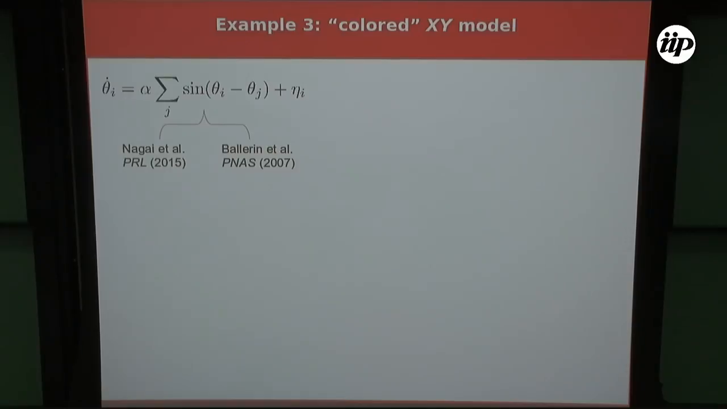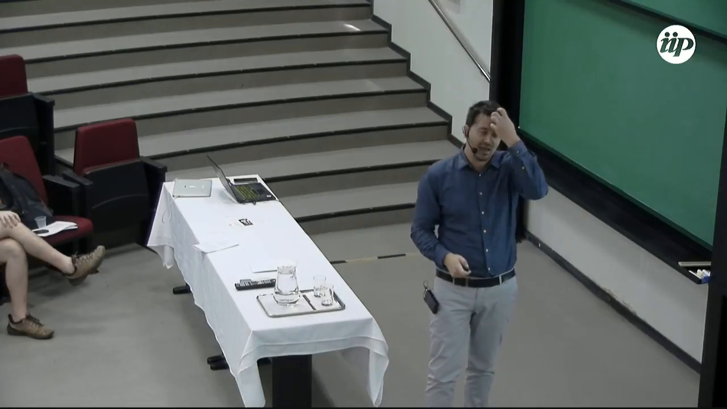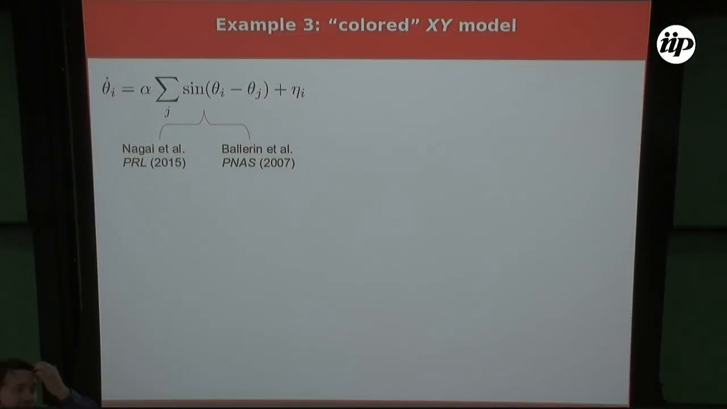On the other hand, the group in Rome, with Irene Giardina, found that the interactions in these bird flocks are topological. So even if the network changes a little bit, the interactions will be the same, because they don't depend on the distance, they depend on the hierarchy, let's say, of your neighbors. And they also use this lattice model to interpret their data. So we said, maybe we can put these things together and think of a colored XY model.